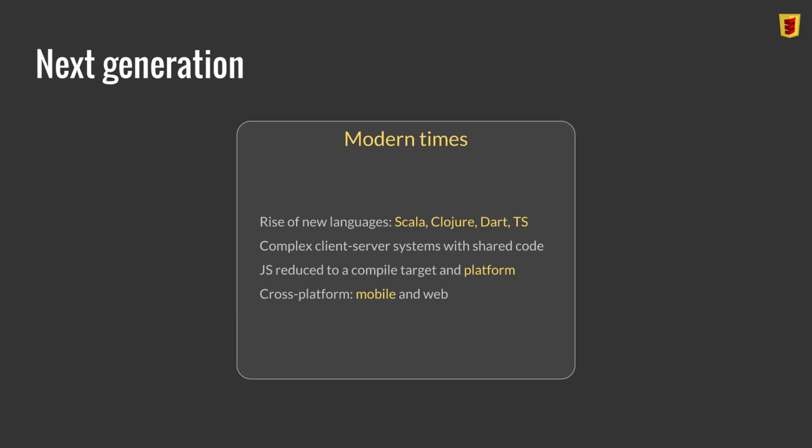So we see the rise of new languages. Instead of JavaScript, people start using Clojure, Dart, TypeScript, and now even Scala. The complexity of the applications is ever more rising. We see the need for, let's say, offline functions, so we can't talk to the server anymore. So we need to duplicate more and more of the functionality on the server side, also on the client side, sharing the code. And this means that JavaScript is sort of reduced to a compile target. So it's like the x86 assembly language on the web.